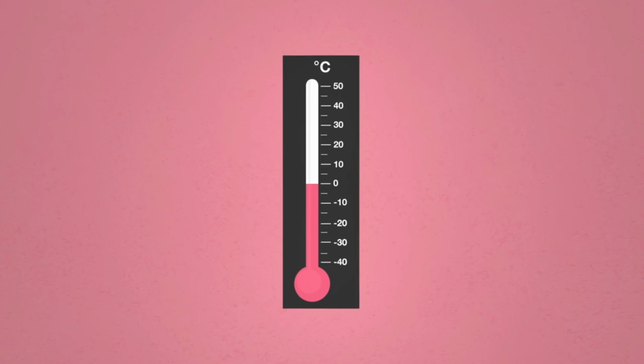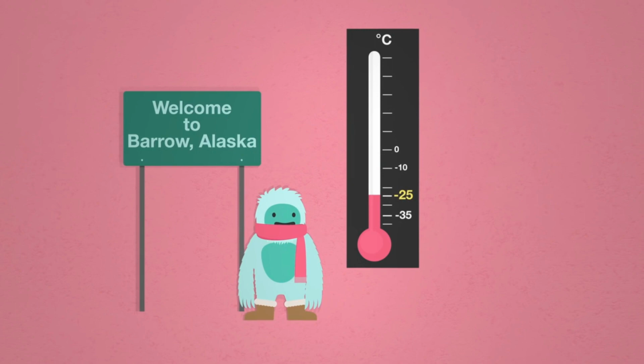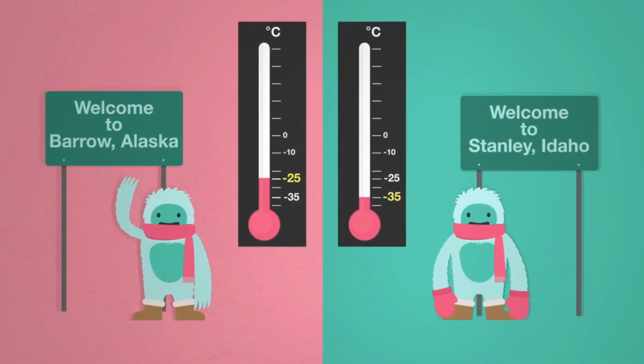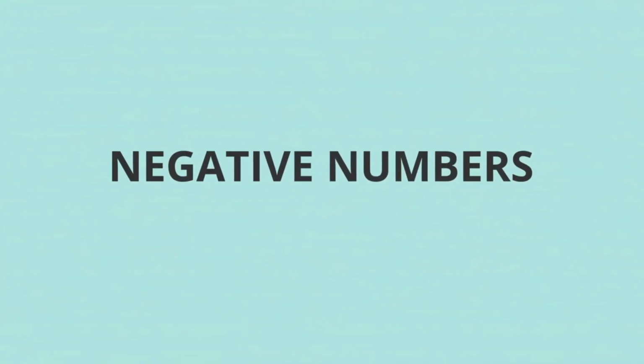This can be confusing, but think about it in terms of temperature. Suppose on a winter's day it's negative 25 degrees Celsius in Barrow, Alaska, and negative 35 degrees Celsius in Stanley, Idaho. Stanley would be colder than Barrow because negative 35 is lower than negative 25. Now you know the basics of negative numbers.